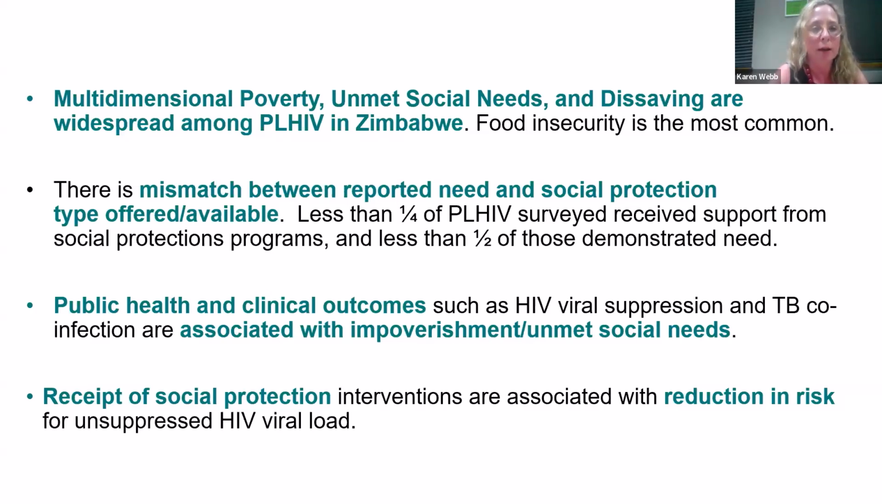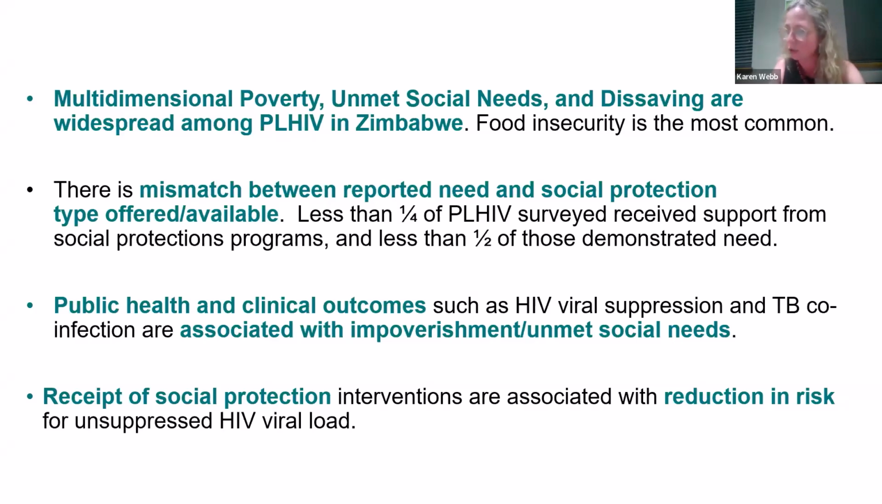So public health and clinical outcomes such as HIV viral suppression were clearly associated with impoverishment and unmet social needs. And while we can see that social protection services would certainly improve the clinical outcomes of these clients, these services were not currently being offered or accessed. So there's clearly a disconnect between the understanding amongst our programs that we need to be providing this type of integrated support and the provision of that support.